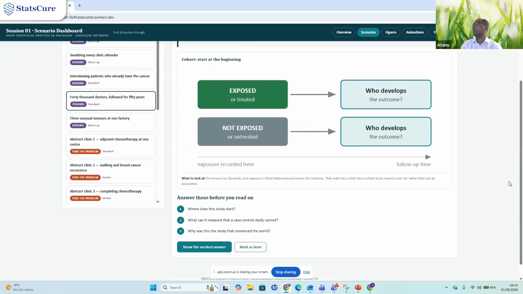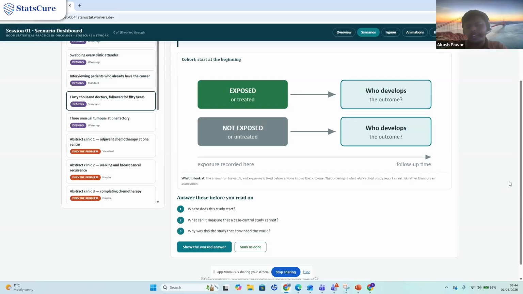The point is, where does this study start? What can it measure that a case control study cannot? And why was this the study that convinced the world? Any attempt would be really appreciated.